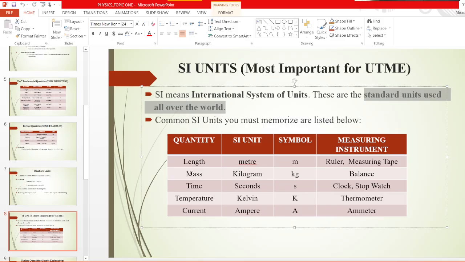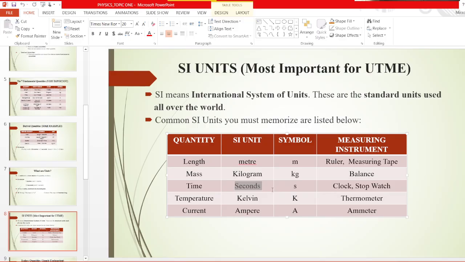Mass, you must know that mass is measured in kilogram, not gram. You can convert; questions might come in gram, but the standard way of measuring mass is kilogram. Time. The standard way of measuring time is seconds. So even if you see a question that says the time spent is 2 minutes, it is expected that you convert that time duration to seconds, except otherwise stated in the question.